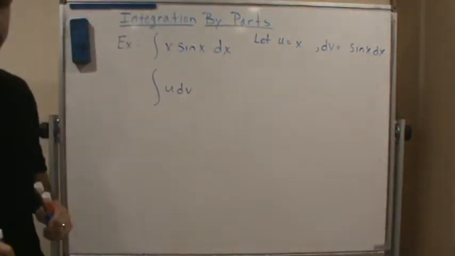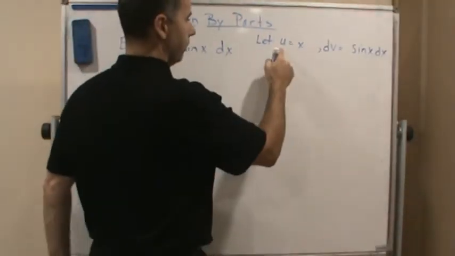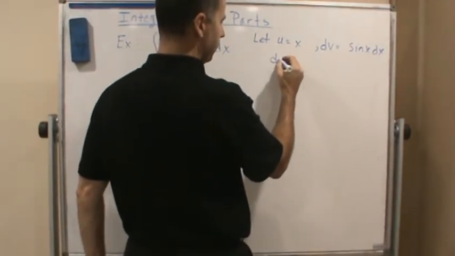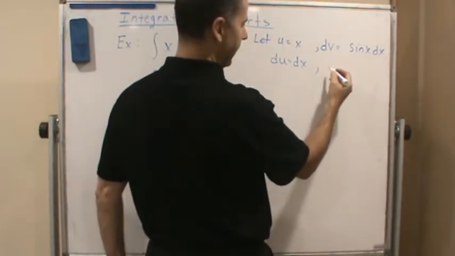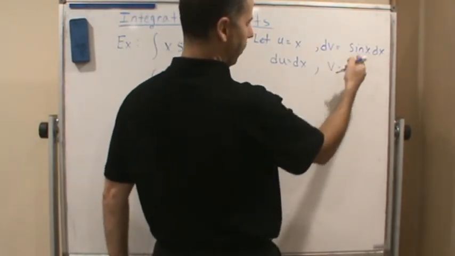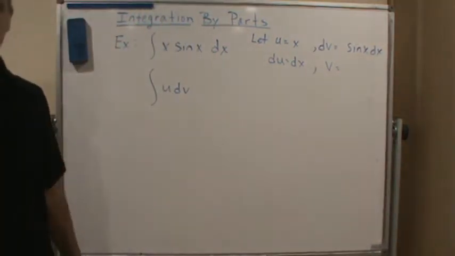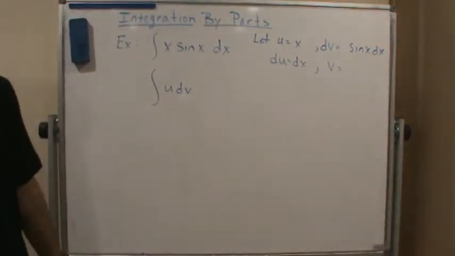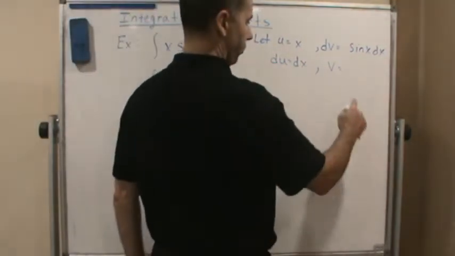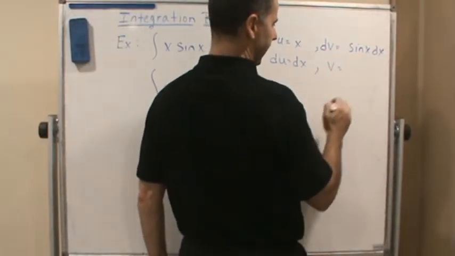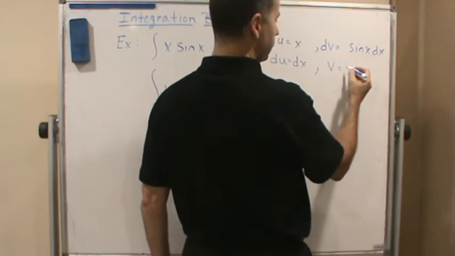Now let's differentiate this. If I take the derivative of u, I get du equals dx. And if I integrate dv, I get v equals what? What is the integral, or the antiderivative, of sine x? The derivative of what equals sine x?